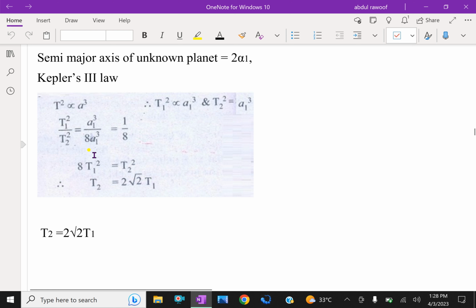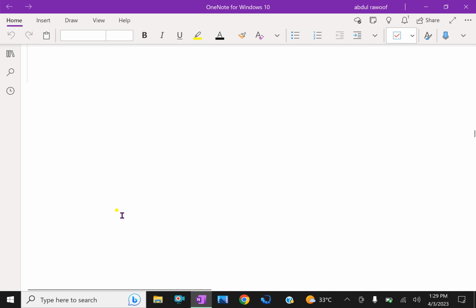By cross multiplying, 8 T1 square equals T2 square. From that, we can find T2 by taking the square root of this side. The square root of 8 is 2 root 2, times T1. Therefore, the time period of the planet T2 is 2 root 2 times the time period of Earth, that is T1. Next question.